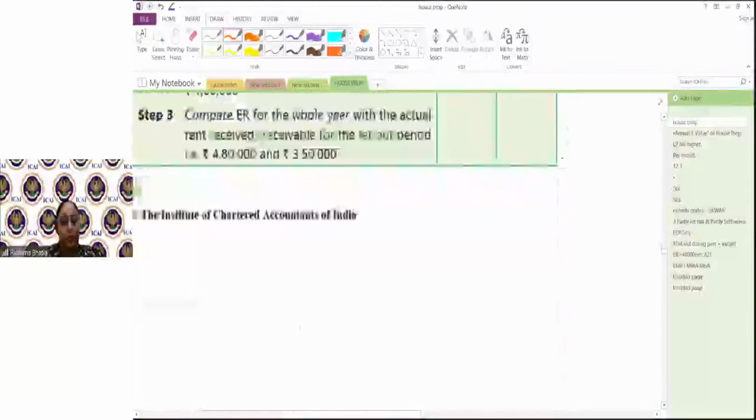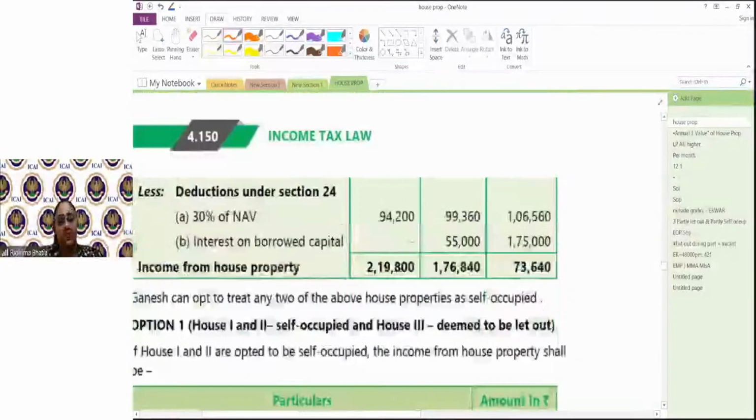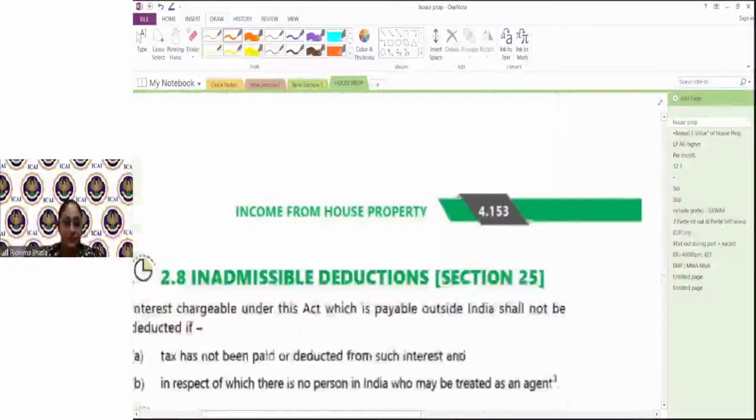So, ma'am, what is this concept of deemed ownership? When does it apply? Why does it apply? Let's see.